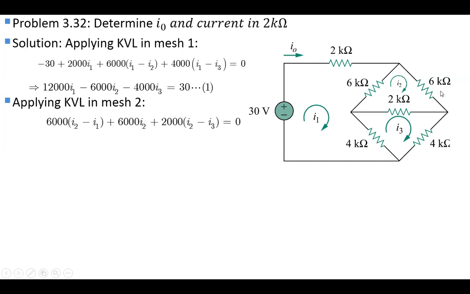Next we have encountered another 6 kilo ohm resistance. This 6 kilo ohm resistance is not common between I2 and any other loop, so only the I2 current flows. So the voltage developed across this 6 kilo ohm resistance will be 6000 multiplied by I2.